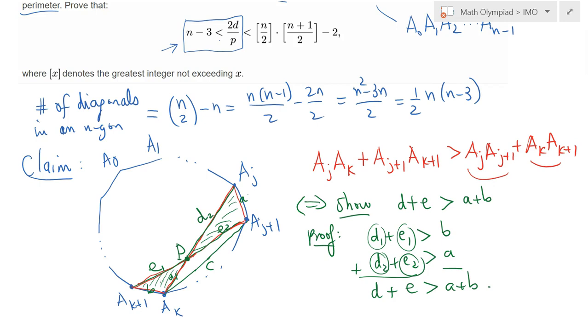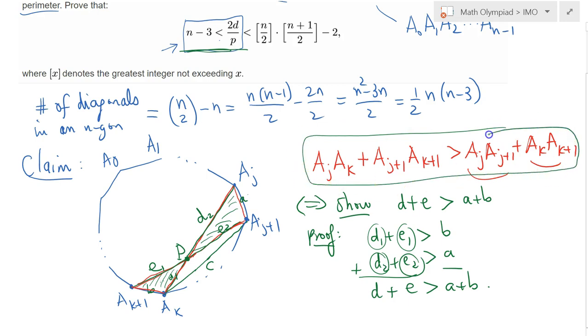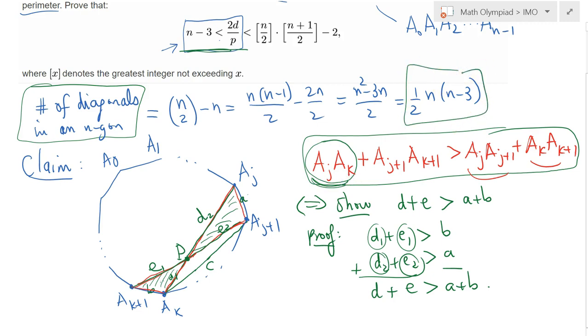Now we are ready to prove the left-hand side. So this first inequality. Now that we know this inequality holds, I will go ahead and add this inequality over and over again. How many times? Over all the diagonals AJ, AK. I want this to trace all these n times n minus 3 over 2 diagonals.